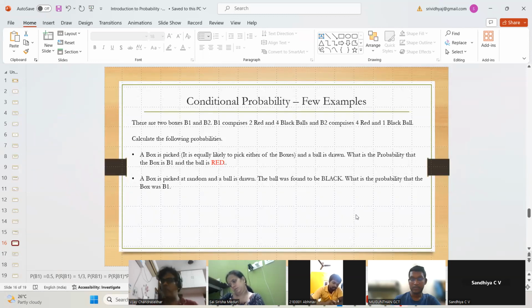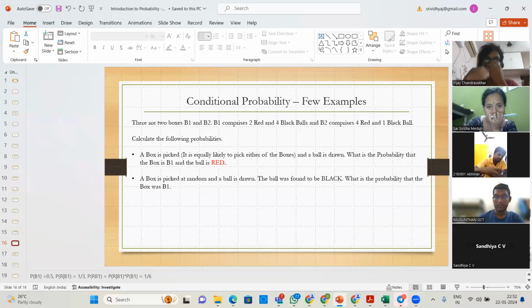Now, before you solve the problem, what does your intuition suggest? Which box has a higher probability? Before we sit down and start solving the problem, B1. Why? B1. 4 black balls are there. Exactly. Correct. So intuition suggests there is a higher chance that it was B1, which was the box that you could have picked. The probability of you picking the box B1 is much higher. Okay, that's what intuition suggests.